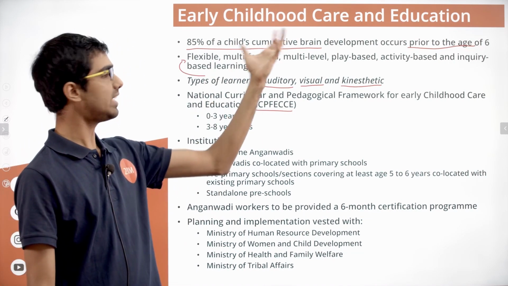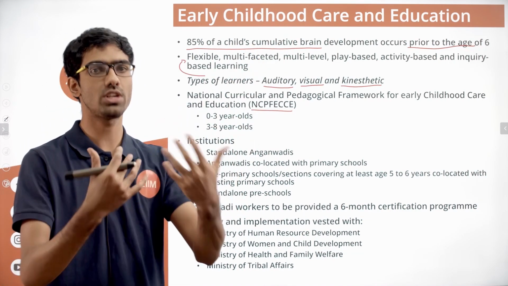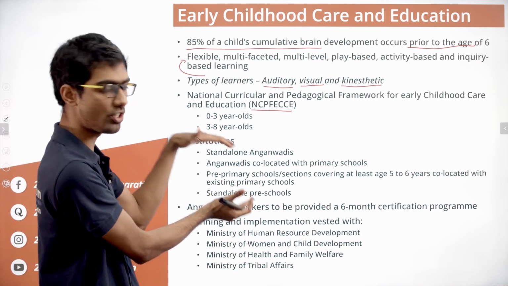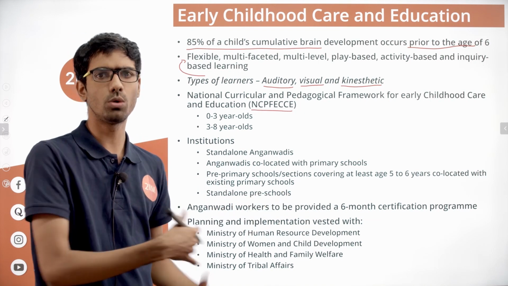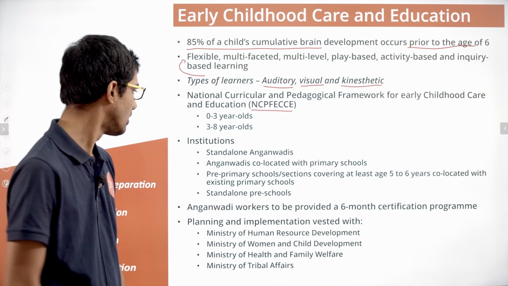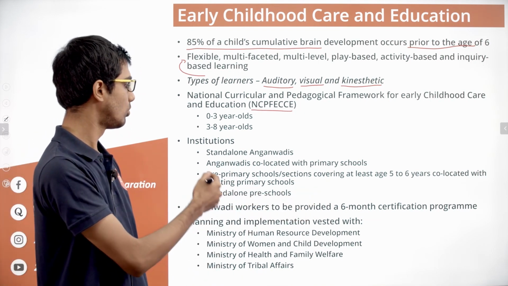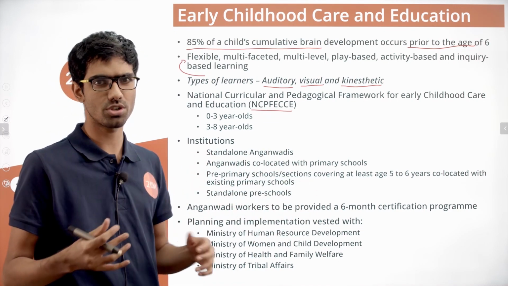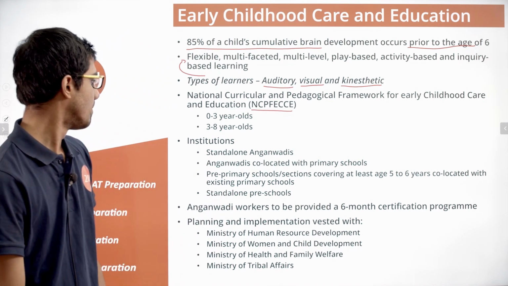So how this ECCE part is going to be institutionalized, or how it is going to be worked around in a formal structure, is through these 4 institutions. Standalone Anganwadis, we know what these are, daycare centers we may call it. And Anganwadis co-located with primary schools, pre-primary schools, and these are self-explanatory. So these are the 4 different types of institutions that are going to foster ECCE as such.